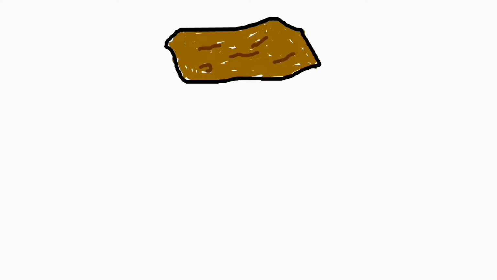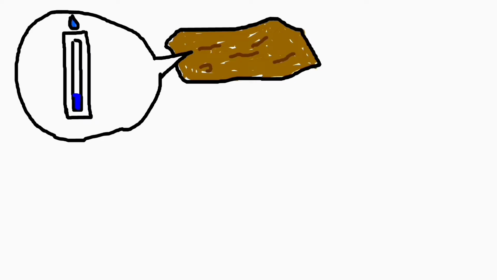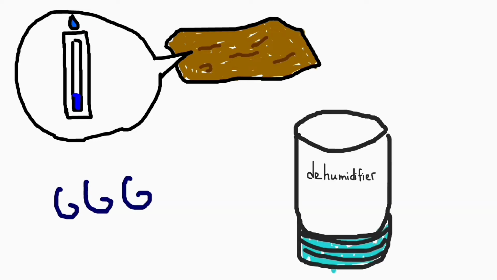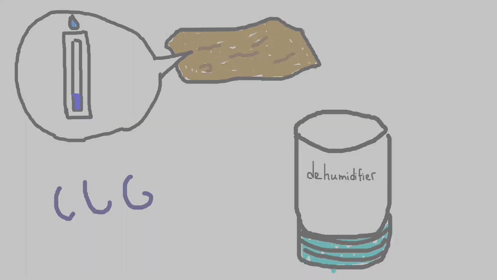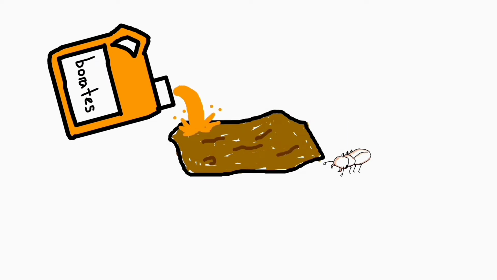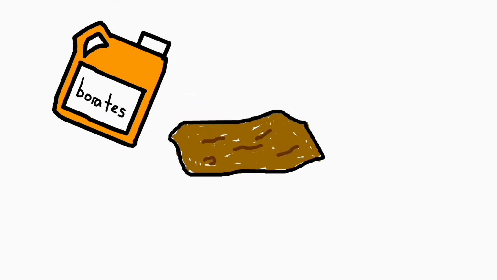One of the useful ways to get rid of powder post beetles is by lowering the moisture content inside the wood, through improving ventilation and installing a dehumidifier. Applying pesticides that contain borates is also another effective way to eradicate this pest.